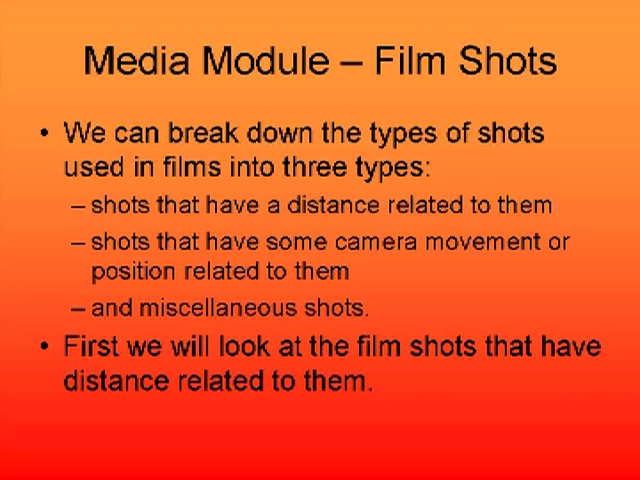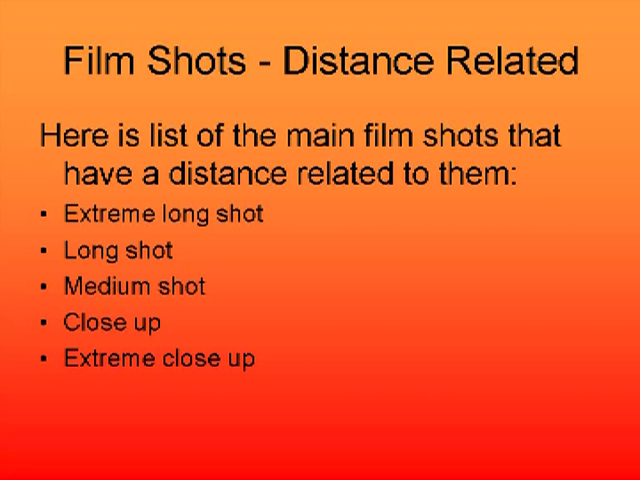Film shots. We can break down the types of shots used in films into three types: shots that have a distance related to them, shots that have some camera movement or position related to them, and miscellaneous shots. First, we will look at the film shots that have distance related to them. Film shots, distance related. Here is a list of the main film shots that have a distance related to them.